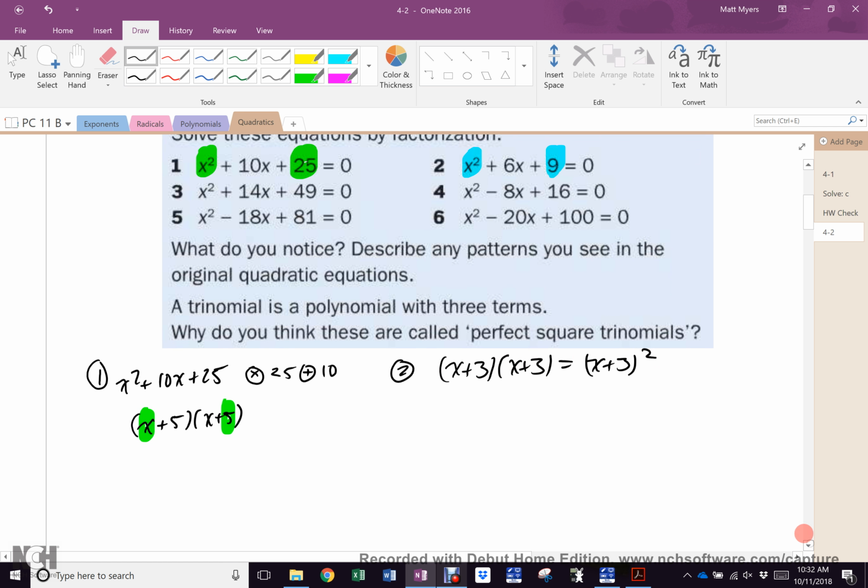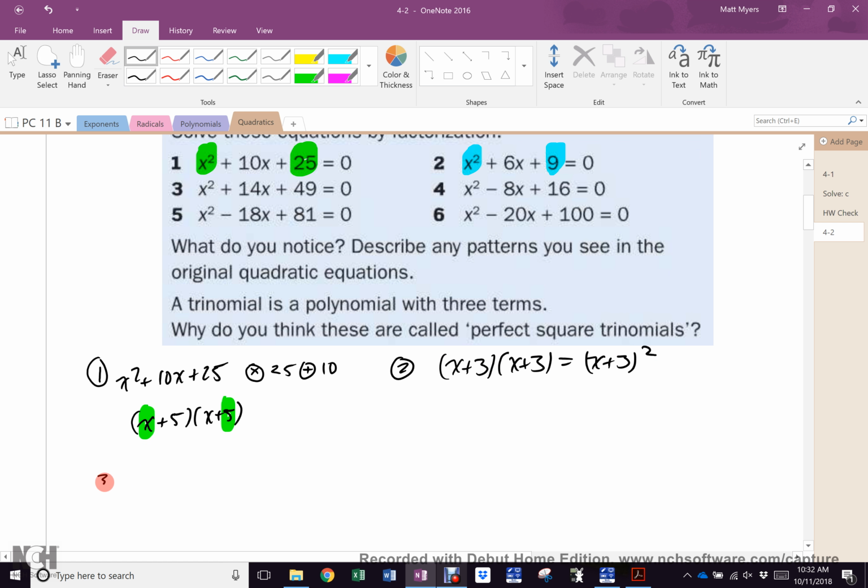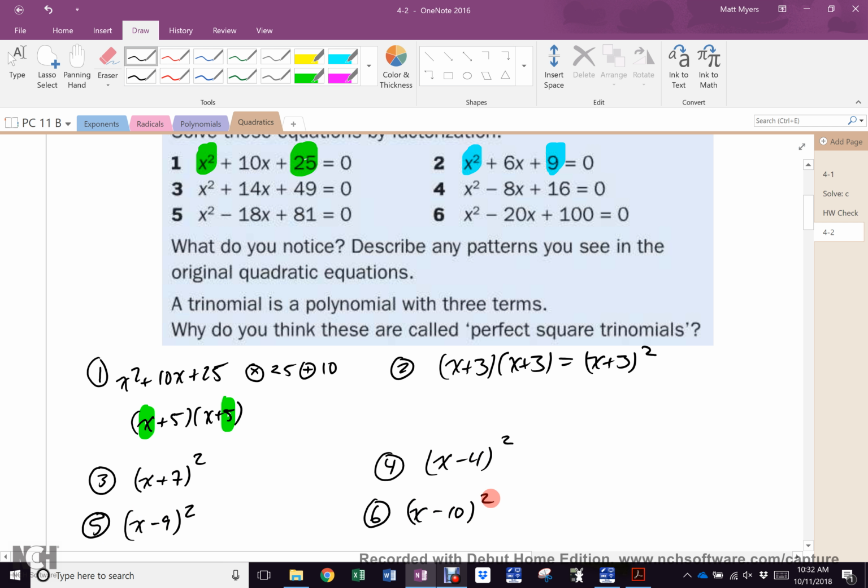Great. So now it should take about 5 seconds to finish this. What's 3? X plus 7 squared. What's 4? X plus 4. Look closer. X minus 4 squared. What's 5? X minus 9 squared. What's 6? X minus 10 squared.